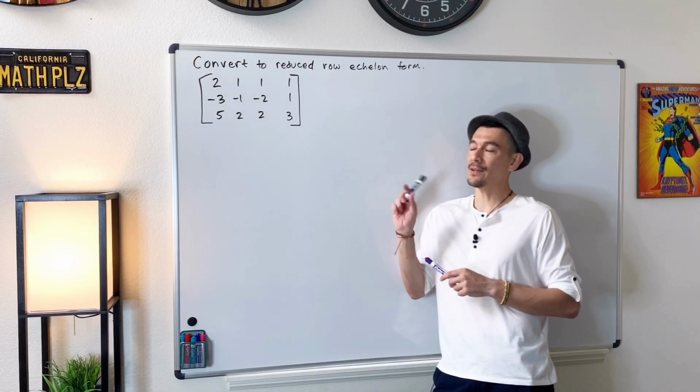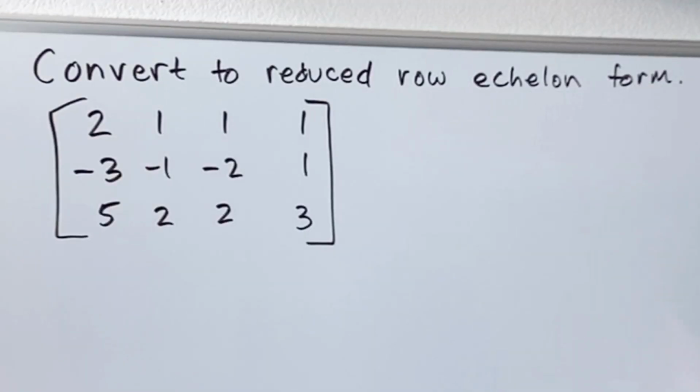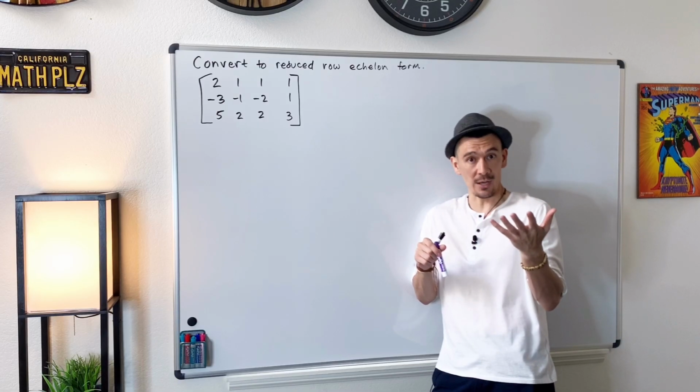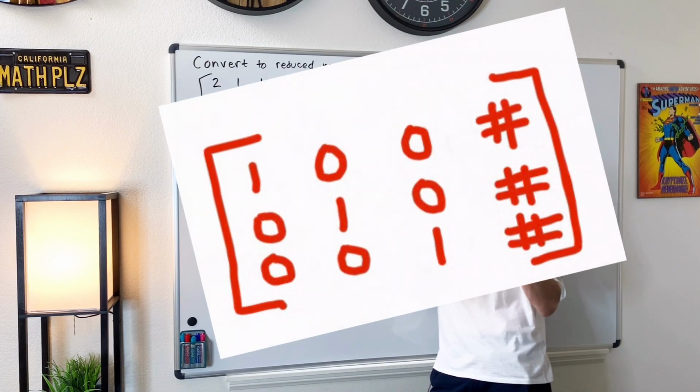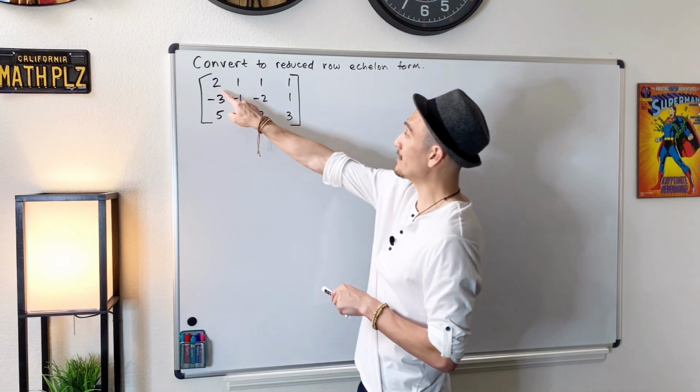Okay, so they've given us an augmented matrix, and they want us to manipulate this matrix to make it look like reduced row echelon form, which looks like this, where we have a diagonal of ones, and then we have zeros both below and above that diagonal. So to begin this process, I need this to be 1.